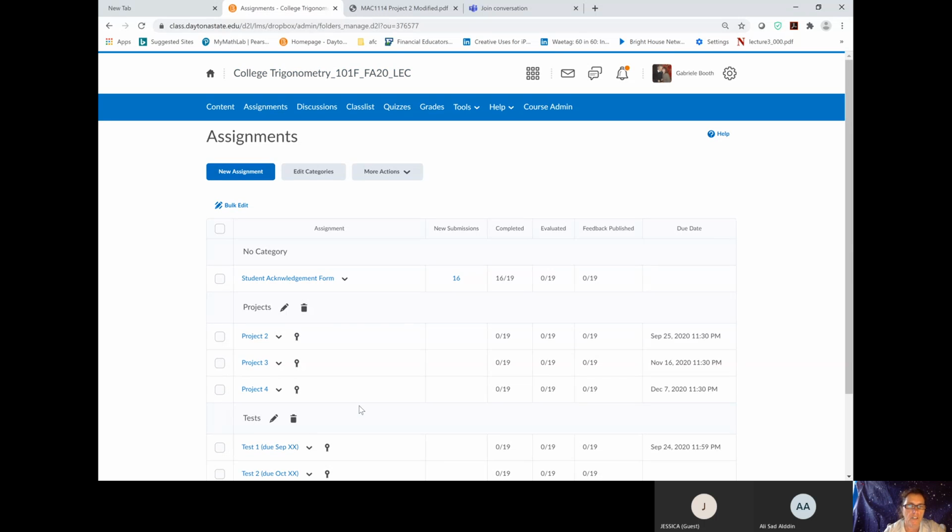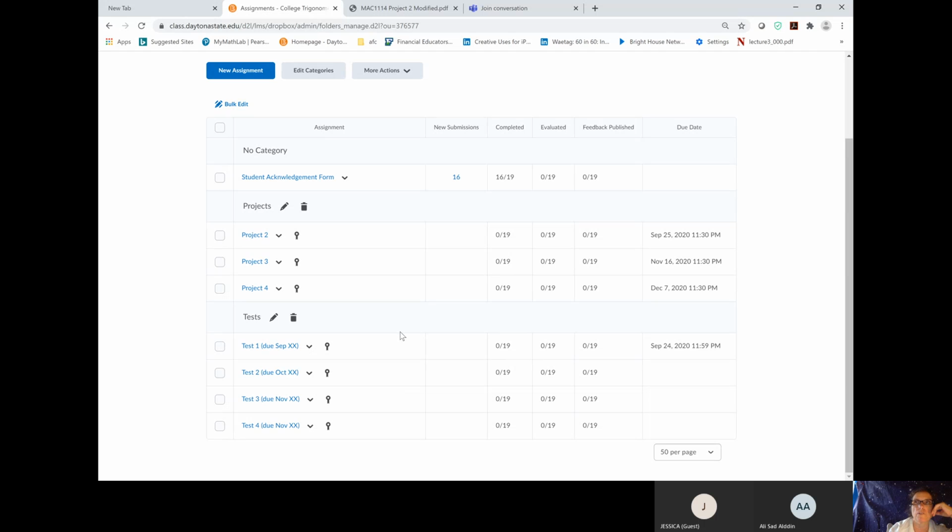Now, I will talk about test 1 on Monday, but I will post it probably on Tuesday or Wednesday. And if I post it on Wednesday, then you have to turn it in on Thursday. And again, you would print it out, complete it neatly, paper and pencil, and then scan it and upload it to the assignment where it says test 1 right here.